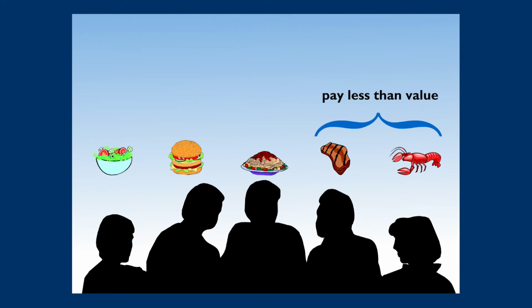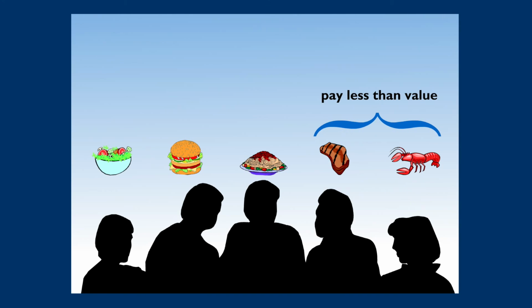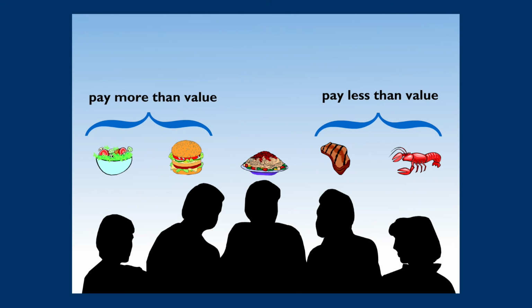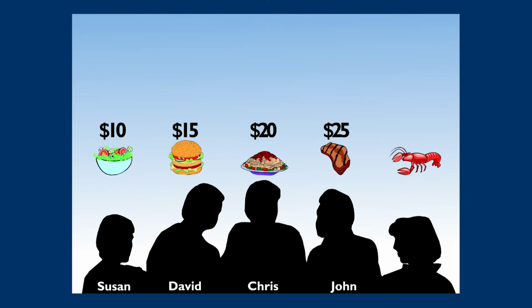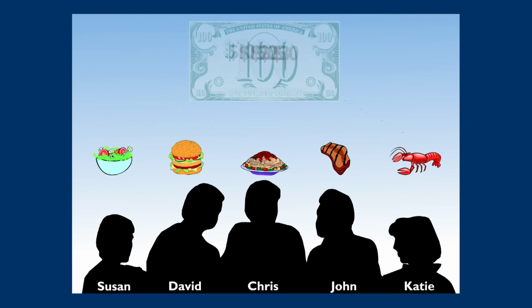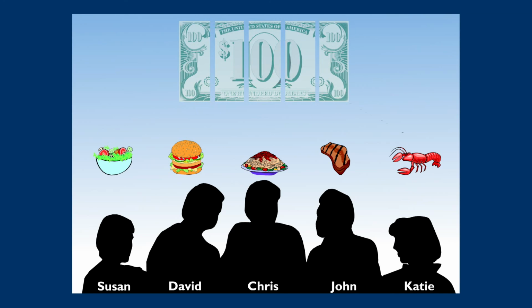If the group splits the bill evenly, the people ordering the most expensive meals pay less than the value of their dinner. The people who eat lightly will pay more than the value of their meal. And the selection or action of any one person in the group will affect the amount everyone pays. For example, Susan's meal cost $10. David's meal cost $15. Chris's meal cost $20. John's meal cost $25. Katie's meal cost $30. The total cost of the food adds up to $100. Divided equally, each person will pay $20.